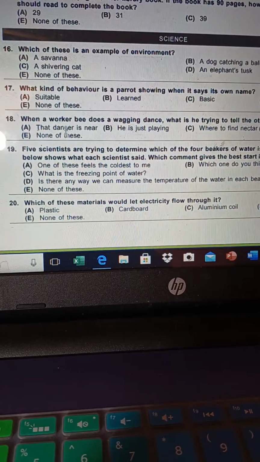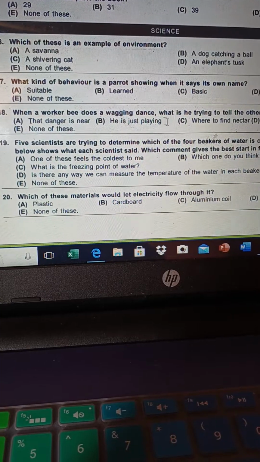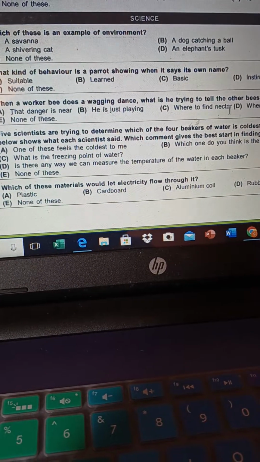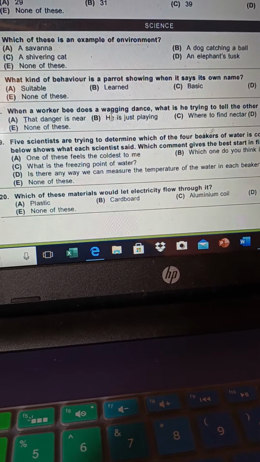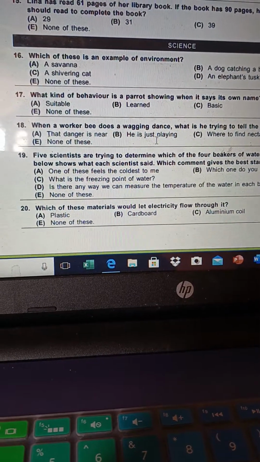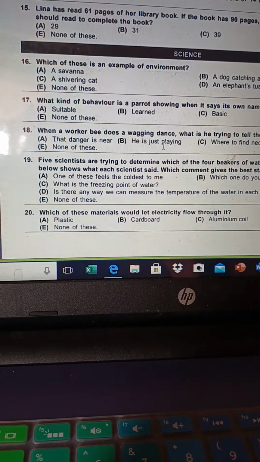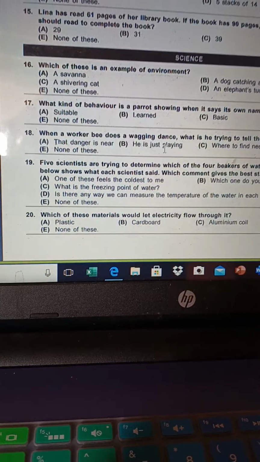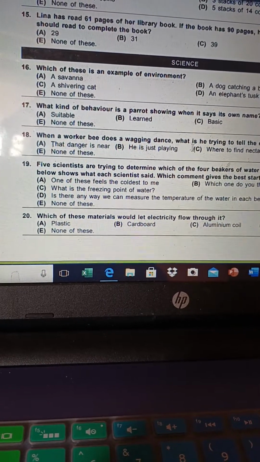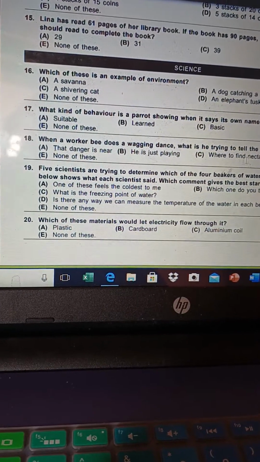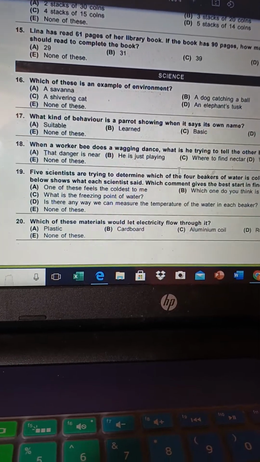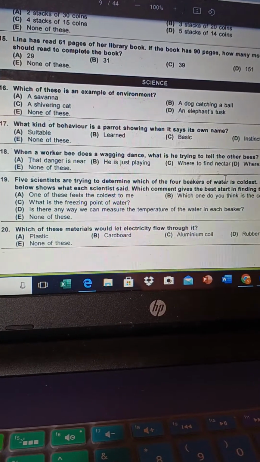Okay, when a worker bee does a wagging dance, what is he trying to tell the other bees? Wagging dance means one of the dances which the bees do to show some signals to the other bees. Okay, so what is this signal? Where to find the nectar?